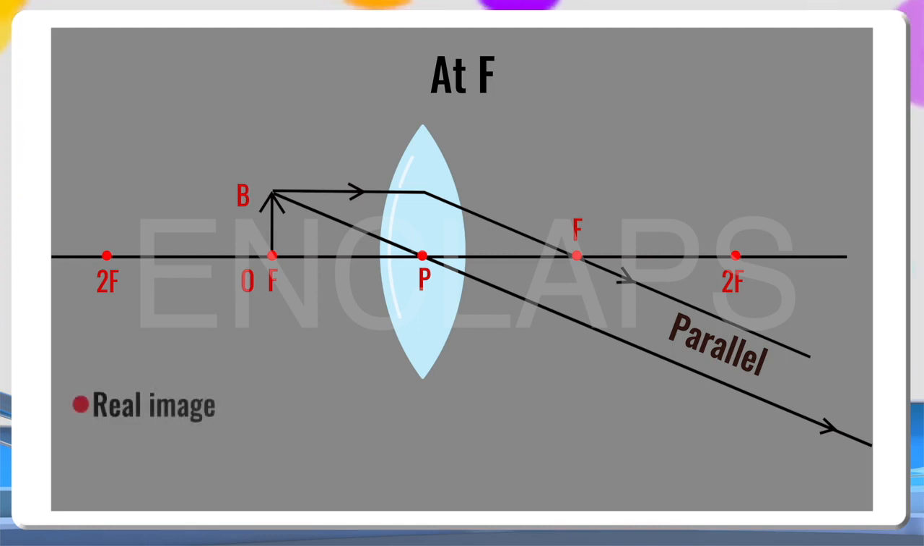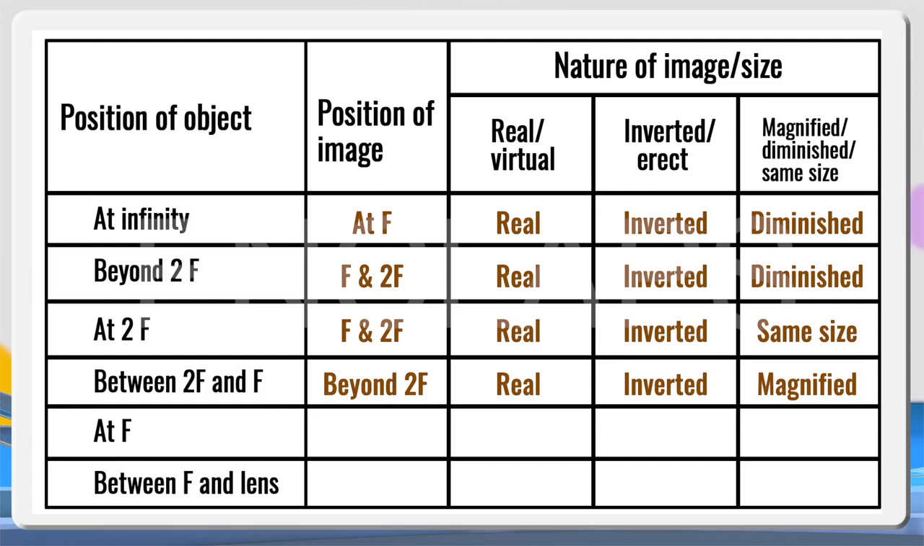The image will be a real one and since the rays are going below the principal axis, an inverted image may be formed. The image will be much larger than the object. If the object is placed at F, the image will be formed at infinity. Image will be real, inverted and magnified.